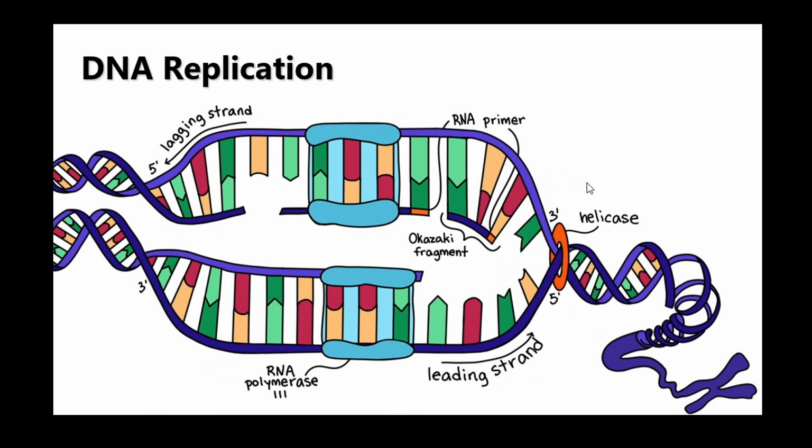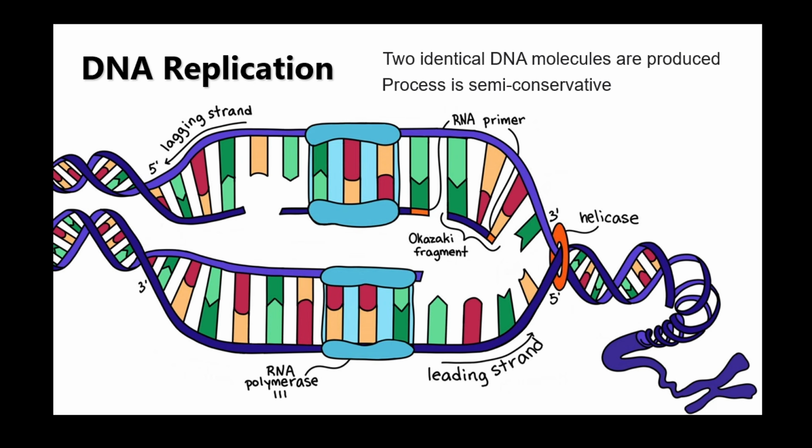So on your screen, you can see a summary of what happens in DNA replication. Now, what do we need to remember for DNA replication? In DNA replication, two identical DNA molecules are produced. Replication is similar to duplication. So, ibig sabihin, from one strand of DNA, it would become two strands, which are identical to one another. However, the process is semi-conservative. So, mamaya, i-explain ko sa inyo kung ano ibig sabihin ng semi-conservative.